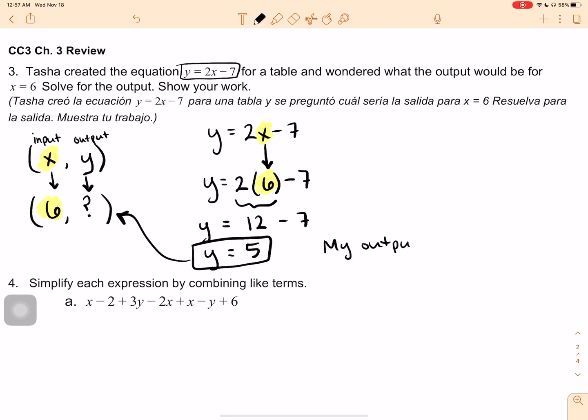I'm going to write my output is 5 when my input is 6. Okay, so make sure you get that down.